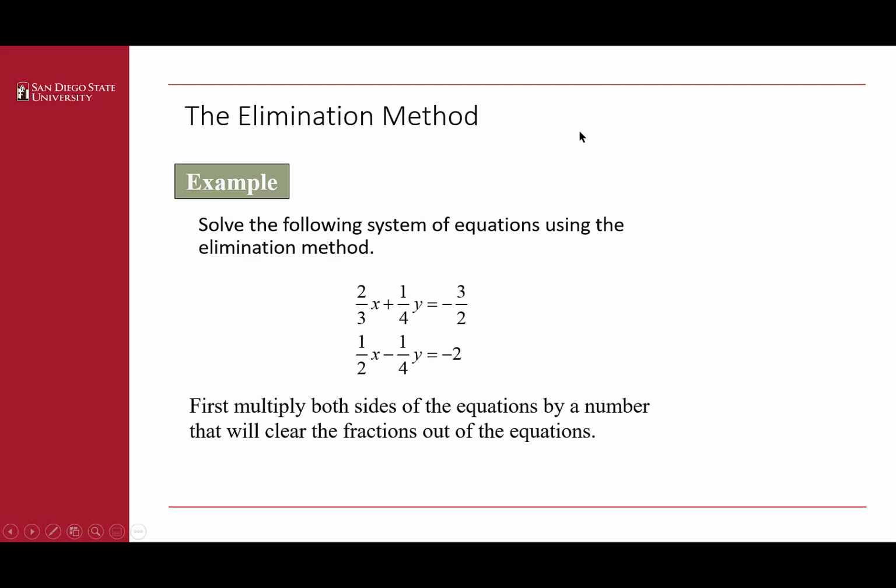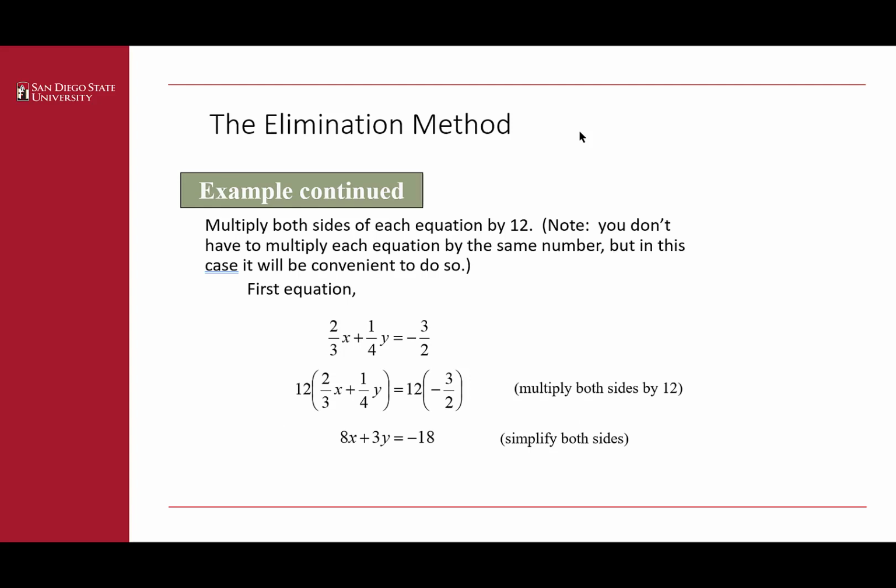So as coefficients, we don't like fractions. We want to get integers if possible. We multiply both sides of each equation by 12. Of course, we don't have to multiply each equation by the same number, but in this very specific case, it will be convenient to do so.